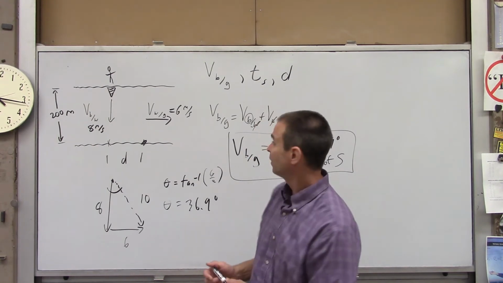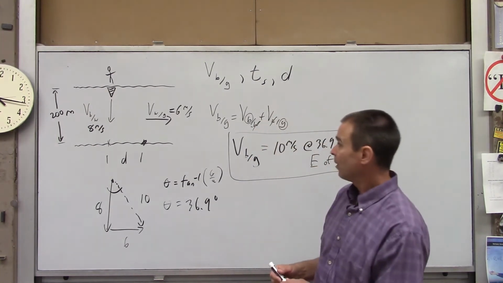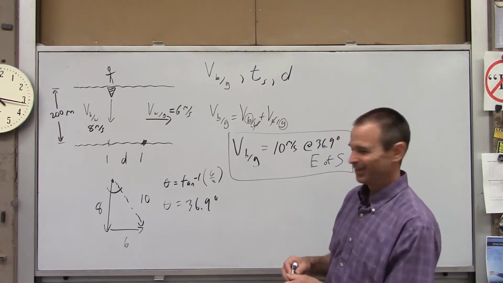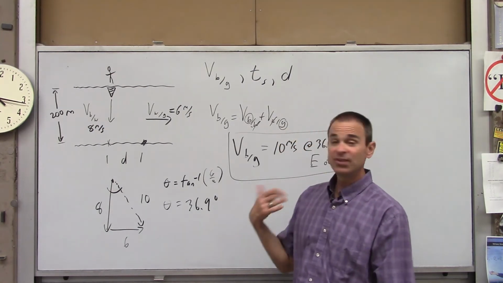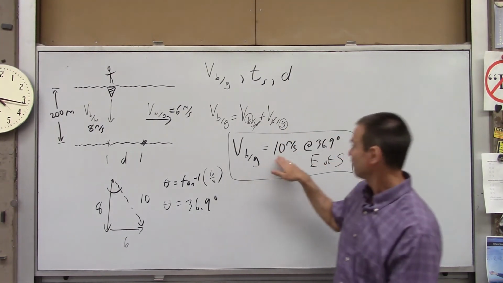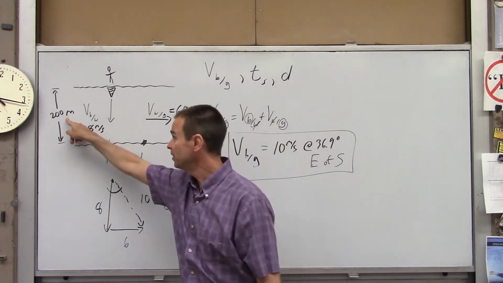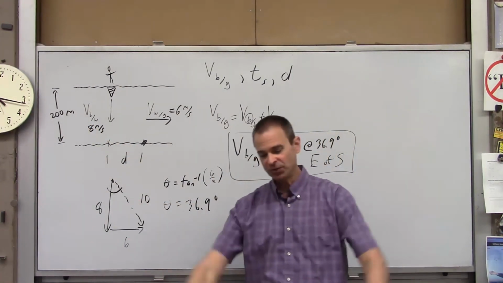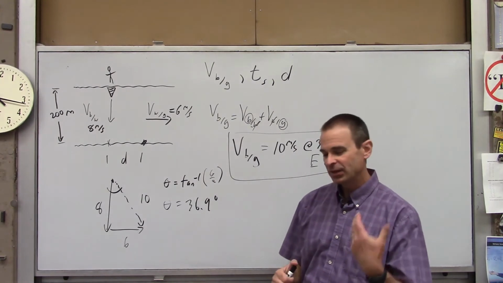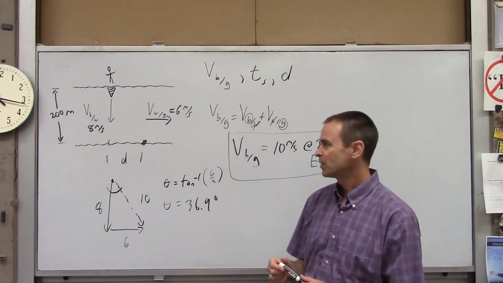Now, how long does it take to get across? Here's the key. A common mistake that people make is to say, my velocity is 10, I'll take 200 divided by 10, and I'll get 20 seconds, and the problem's over with. Well, that is unfortunately incorrect.